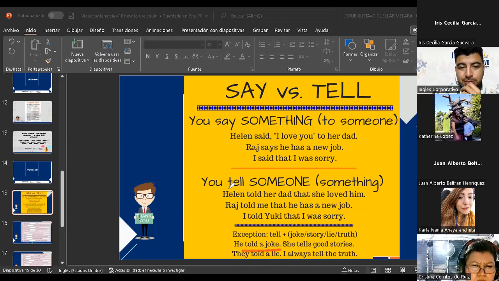Aquí les he dicho que utilizamos tell con alguien que va aquí, ¿ve? Su papá, a mí, a Yuki. O sea que el tell va directamente con alguien. Pero estas son excepciones. Here we have exceptions. Cuando contamos un chiste, una historia, una mentira o la verdad. Y la otra es, they told a lie, ellos mintieron, dijeron una mentira. I always tell the truth, yo siempre digo la verdad.